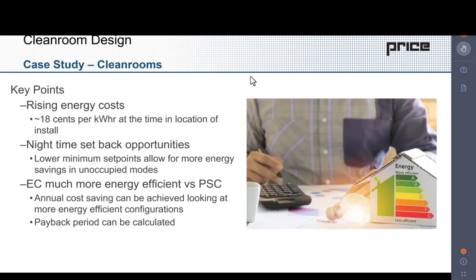But the nighttime setback opportunities also allowed us savings. We didn't just look at the operational costs of running 24/7. There were some applications in some of the less clean or lower ISO rated spaces where we could do some nighttime setback. So we adjusted the airflow, lowered it down, and maintained the ISO cleanliness of the room because they were not in operation at that time. This allowed us to save a little bit more money.